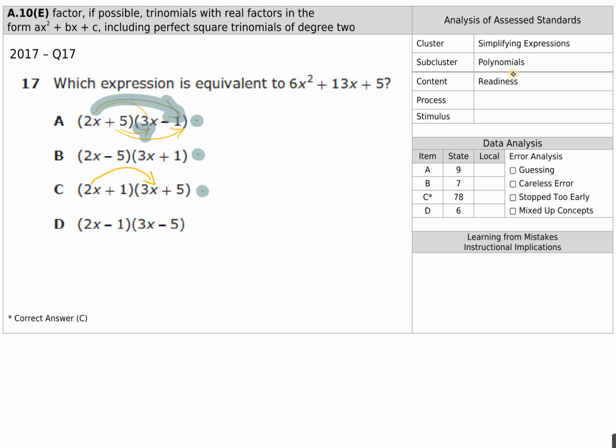So if you are good, if you're efficient at doing your x factor, you only have to do one set of work to get your answer rather than doing multiple answer choices. But if you can't do that, if you don't know the steps, this distribution is pretty straightforward. 2x times 3x would give us 6x squared. 2x times 5 would give us 10x. 1 times 3 would give us 3x. 1 times 5 would give us 5.